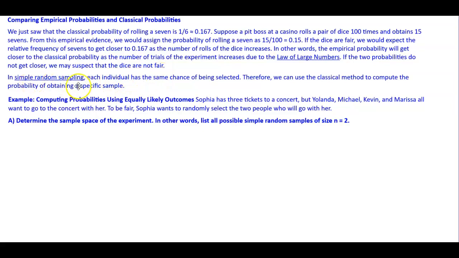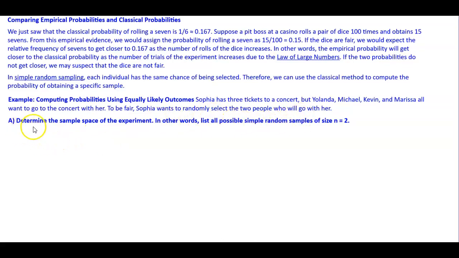In simple random sampling, each individual has the same chance of being selected. Therefore, we can use the classical method to compute the probability of obtaining a specific sample. So in this next example, we're computing probabilities using equally likely outcomes. Now, Sophia has 3 tickets to a concert. But Yolanda, Michael, Kevin, and Marissa all want to go to the concert with her. Now, to be fair, Sophia wants to randomly select the 2 people who will go with her.